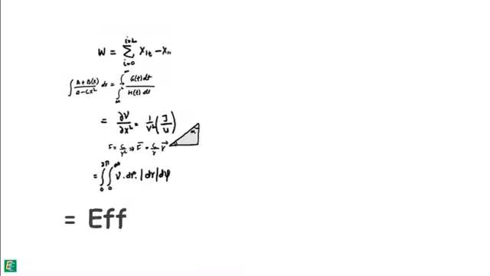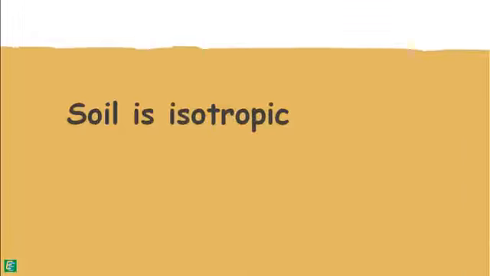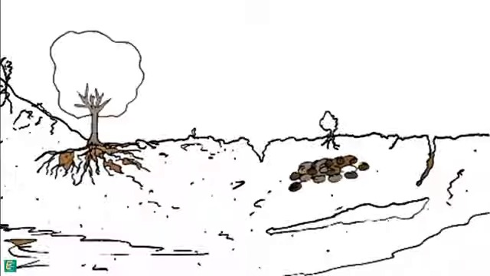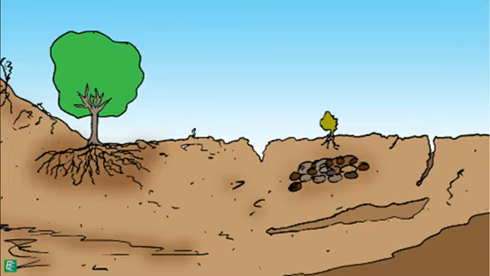In the calculation of effective stress, we assume that soil is isotropic. That means the unit weight of the soil is constant throughout the soil layer. But in the actual field conditions, soil structure is non-homogeneous and not isotropic and contains various defects.